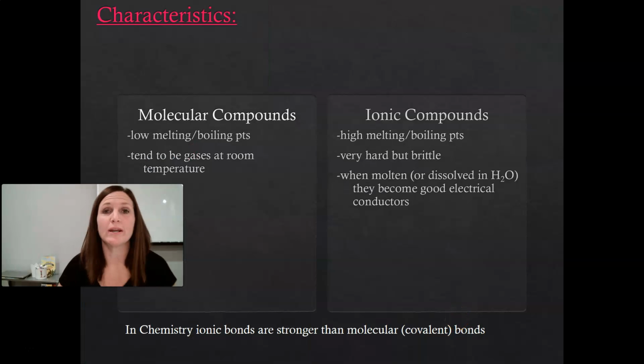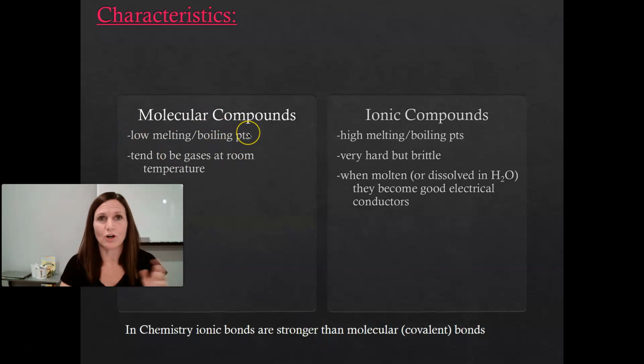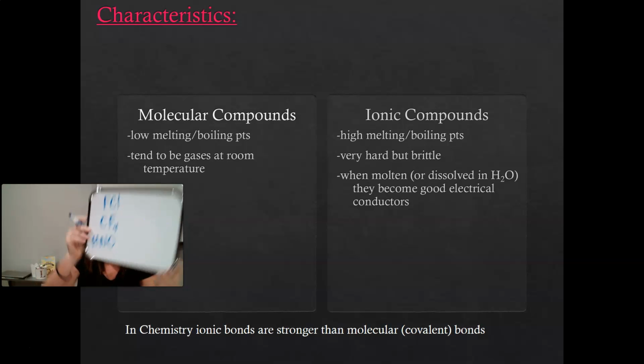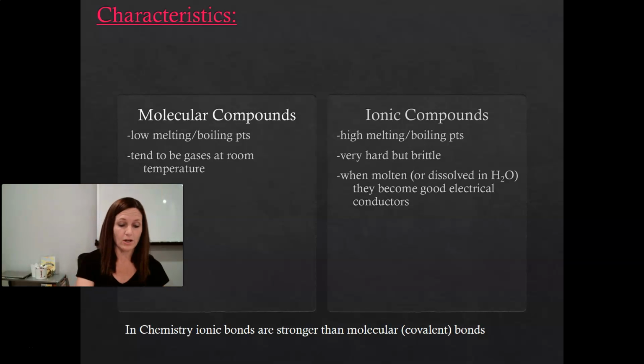Okay, so now we just want to compare characteristics of molecular and ionic compounds. So we have been talking about molecular compounds earlier in the chapter. Molecular compounds are two non-metals. So compounds like HCl, HF, and HNO3 are all non-metals.